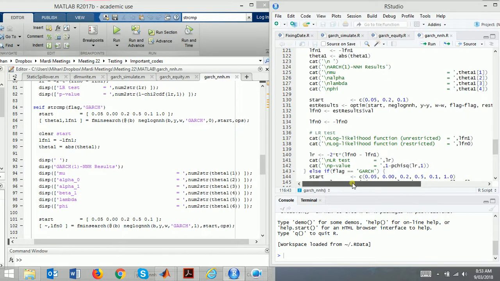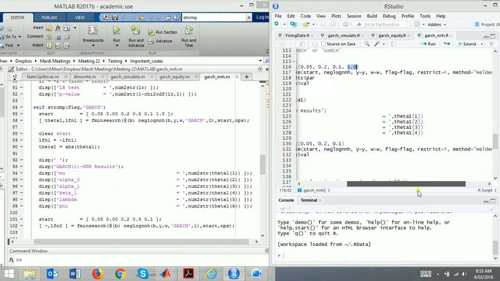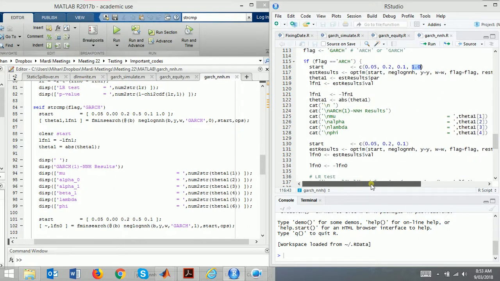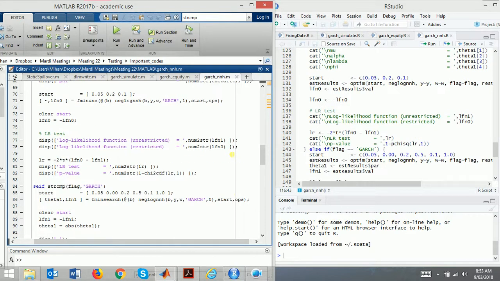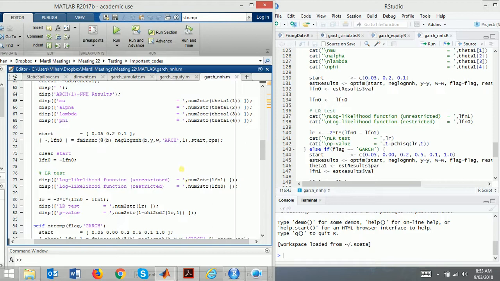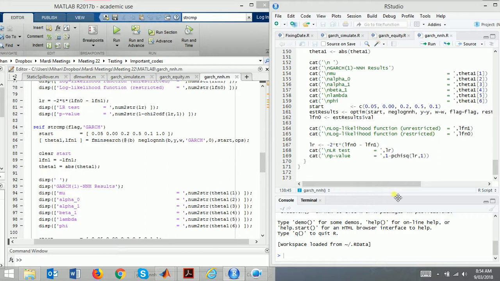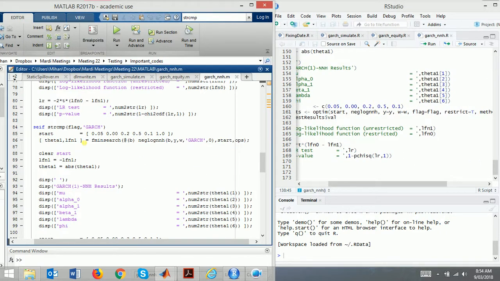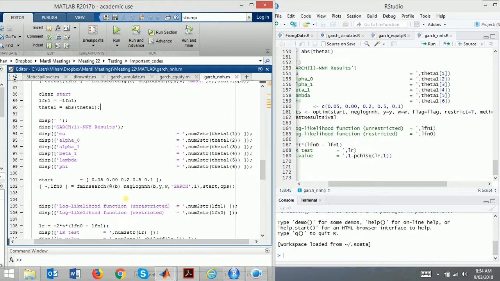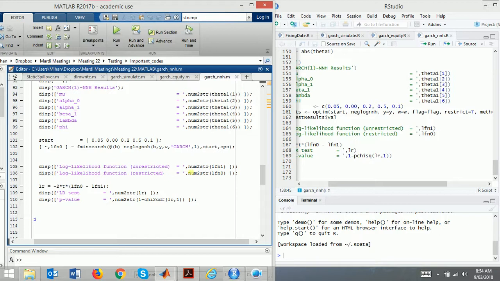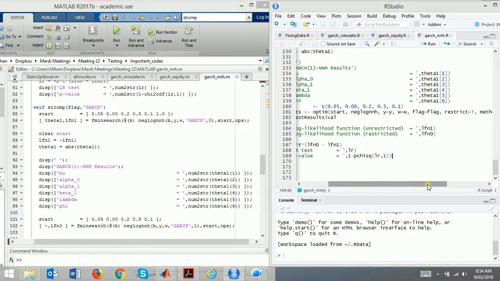So Nelder-Mead is being used for what? I missed it. Oh, for arch. When there is restriction, we are using the Nelder-Mead method for arch. Here it is also true for arch. Phi equals 1. Okay, so that is how it works: when the flag is GARCH, we are estimating again with phi equals 0 and phi equals 1. That's all we are estimating.